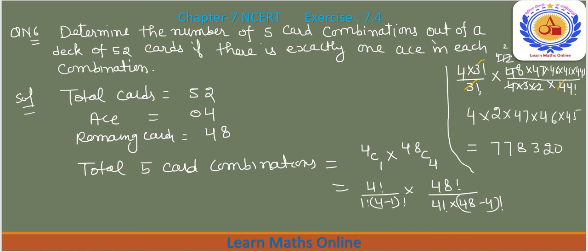7,78,320. Earlier we missed 45. Now I corrected this expansion: 48 into 47 into 46 into 45 into 44 factorial. So final answer is 7,78,320.